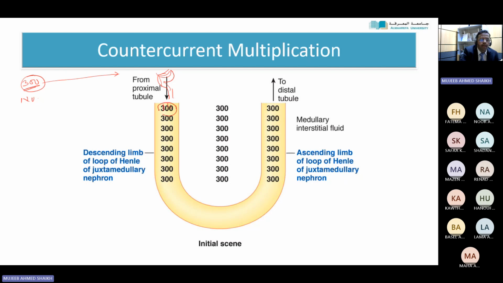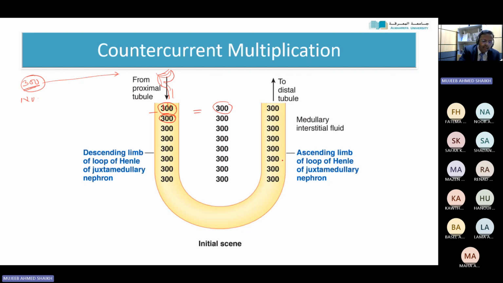That's why the fluid will have osmolarity of 300. Agreed or not? The filtrate which is collected in the descending limb of loop of Henle is the same as that of the plasma. So that's why the osmolarity is 300. Got it? And also in the interstitium, we say the osmolarity is normal. That means it is 300. So both are equal. This is how the fluid is moving.